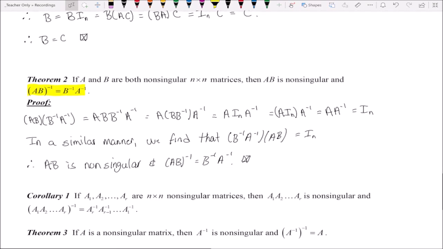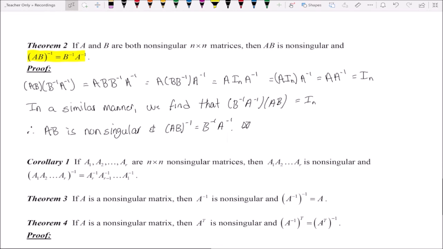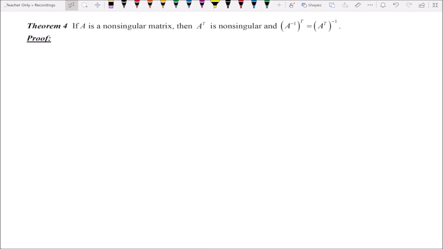Theorem 3: if A is a non-singular matrix, then A inverse is also non-singular, and the inverse of A inverse is the original matrix. This proof will be left as an exercise. It's a fairly straightforward exercise. And finally, Theorem 4: if A is a non-singular matrix, then so is its transpose. And the inverse of the transpose is the transpose of the inverse.